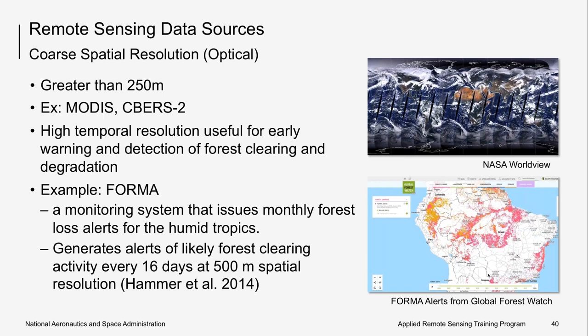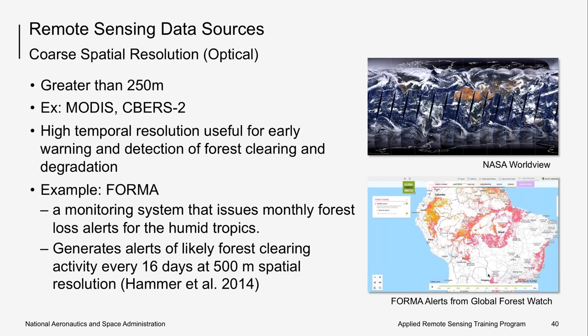One example of an early warning system is Forest Monitoring for Action, or FORMA, which can be accessed through the World Resources Institute Global Forest Watch. This helps people managing forests respond more quickly to unwanted forest loss. And we'll discuss the Global Forest Watch in quite a bit of detail later on in this webinar series, particularly in session 3.